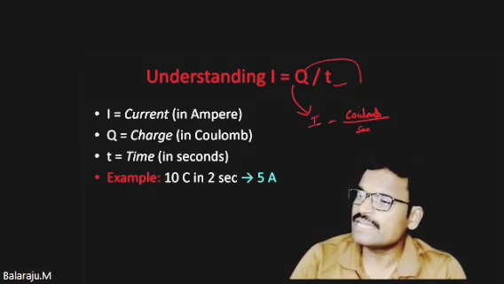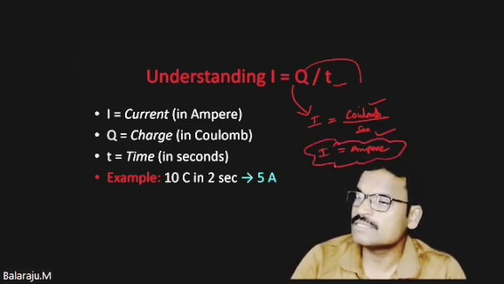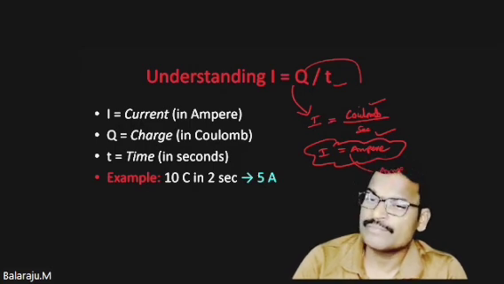So this current is equal to charge by time. The charge we are measuring in coulombs. Time we are measuring in second. That's why coulomb per second. This is equal to ampere. So we can say current is measured in amperes, or shortly we can write amps. So are you getting what I'm saying here?